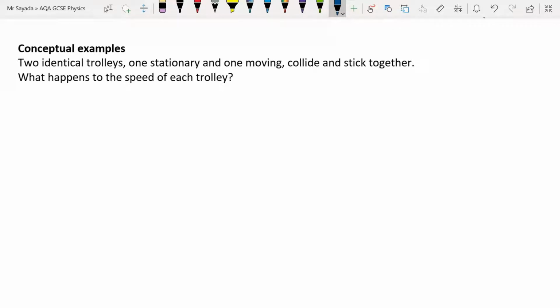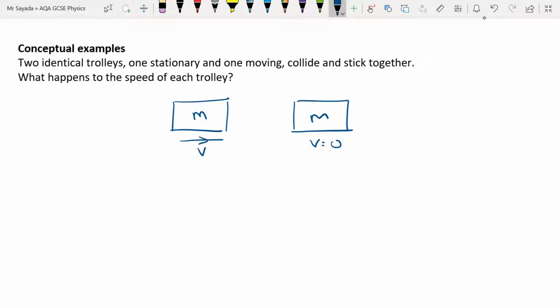So we've got two identical trolleys, one stationary and one moving. I'm actually going to draw the situation. I've said that they're identical, which means they have the same mass, so I'm going to label them both with an M for mass. One of them isn't moving, so its velocity is 0, and the other one is moving, so let's draw an arrow to show that. And they collide and stick together. What happens to the speed of each trolley?